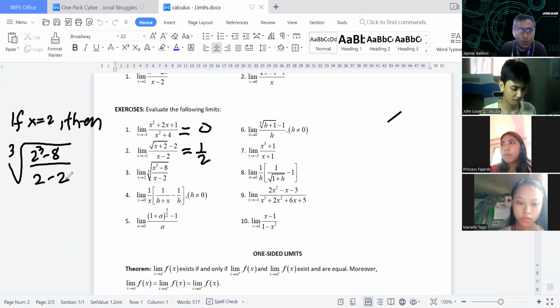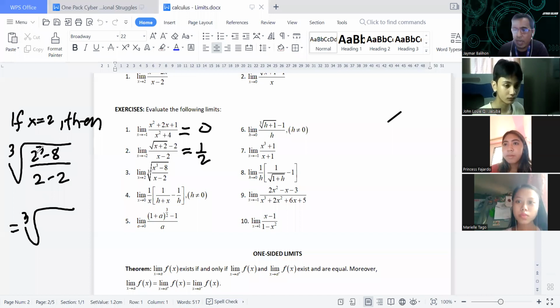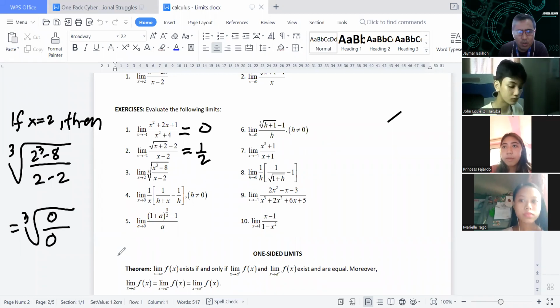Can you look at here? Look at what happened. If this is the case, it will now be the cube root of 2 cubed, which is 8, right? 8 minus 8 is 0. 2 minus 2 is 0. Can you look at here? The denominator is 0. Actually, you have 0 over 0. And you cannot use that as your answer because that will be considered indeterminate, right? So you cannot give this as your answer here.